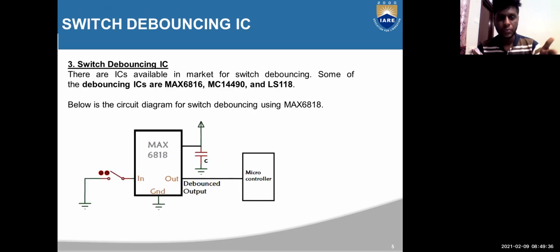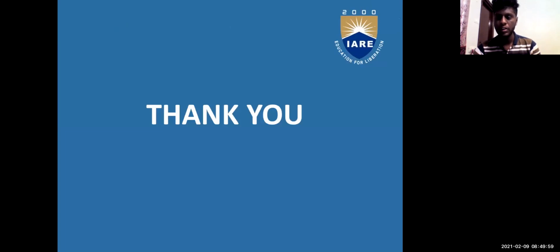Now coming to the last one, the switch debouncing IC. Some of the ICs are MAX6816, MAX14490 and LS118. Here we are showing the MAX6818. Here the MAX6818 is connected to the power supply and the battery and the switch, which has an input and an output, and the debounced output is coming out, eliminating the switch bouncing, and it is redirected to the microcontroller. So this is all about the elimination of the switch bouncing. Thank you.